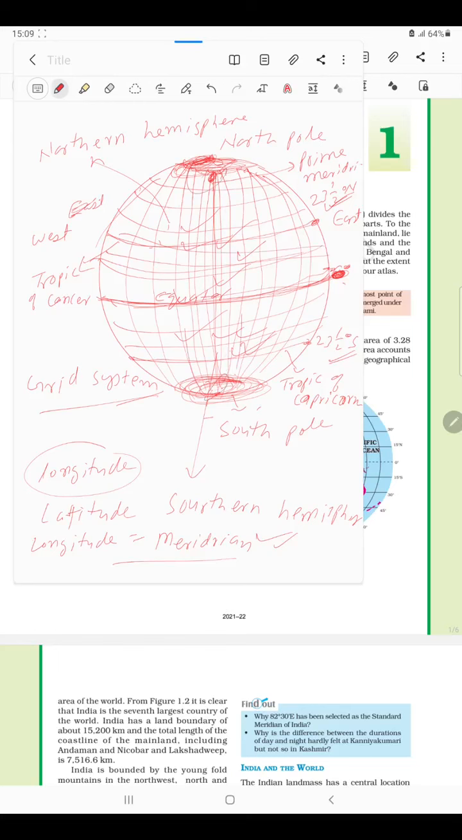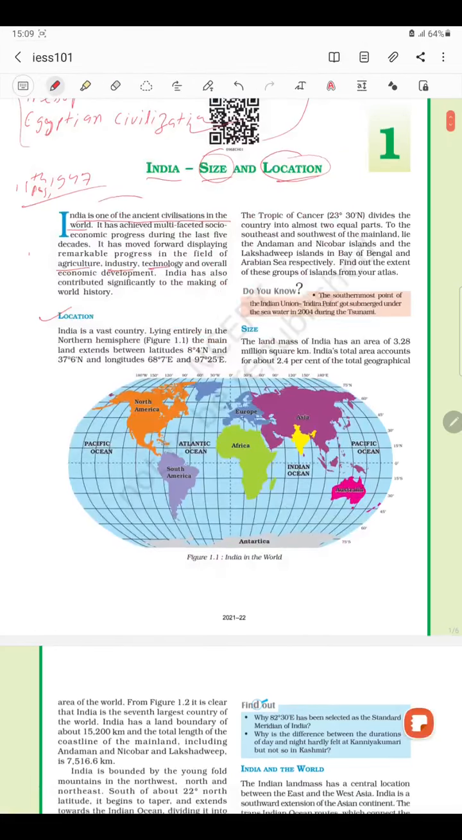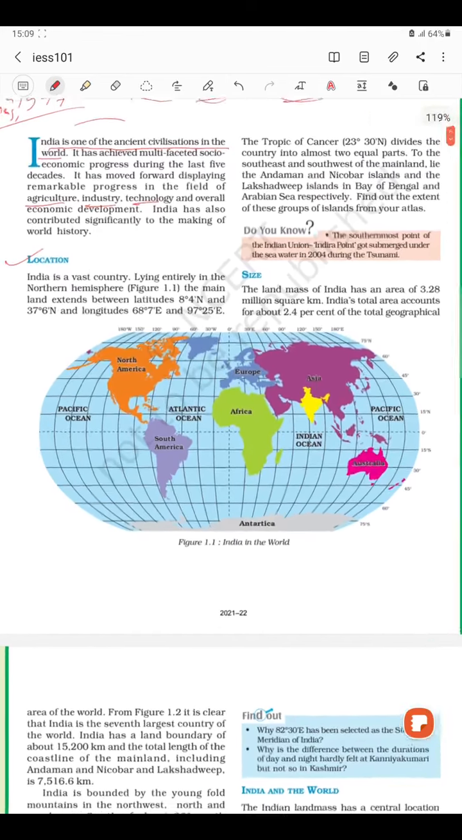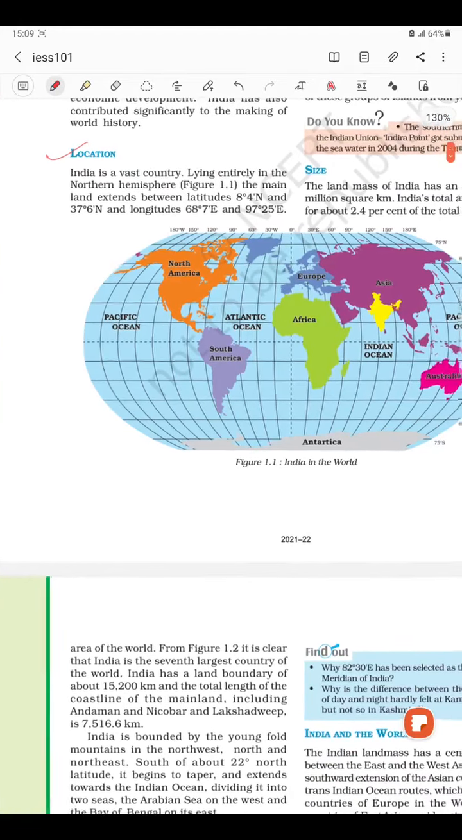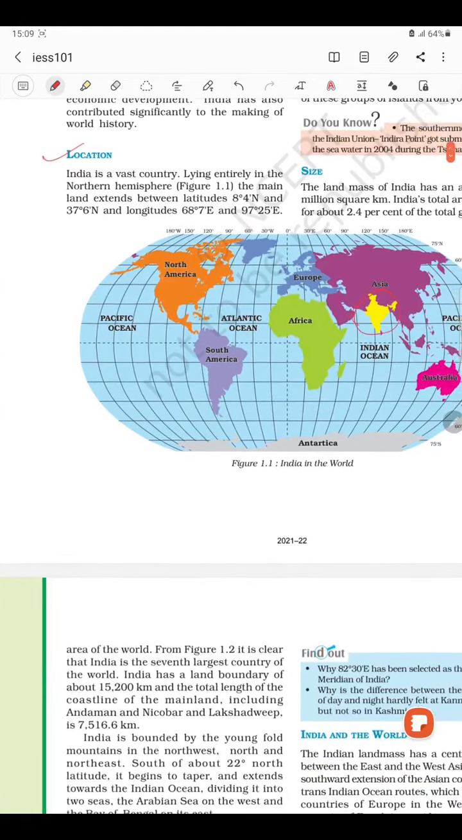Now come to the topic. To find the location of any country or any area on the globe, we have to know their latitude and longitude extension. Now for India, what is their latitudinal extension and longitudinal extension? Here you can see this yellow color. This part is drawn in yellow color, that is India.